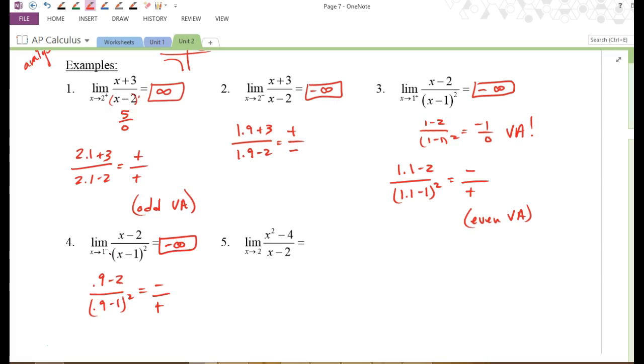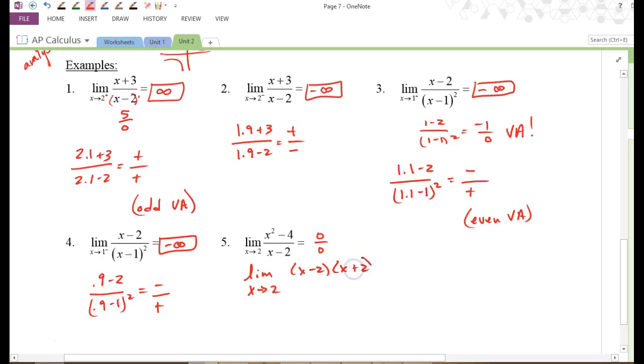Question number 5. Careful here. If you plug 2 in, you end up getting a 0 over 0. So what do you do if you get 0 over 0? Okay, hopefully you are saying you have to factor this, because there is a hole, not a vertical asymptote.